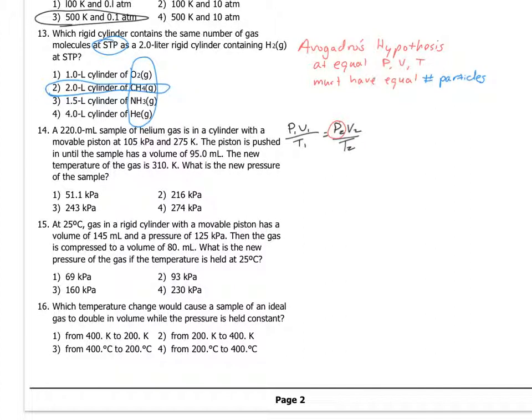So I'll rearrange the equation to solve for that. Using inverse operations, you'll need to divide both sides by V2 to cancel the V2 on the right, and you'll need to multiply both sides by T2 in order to cancel the T2 on the right. And I'll rewrite the equation in its new form. So there it is. At this point, I can plug in the values that I know.